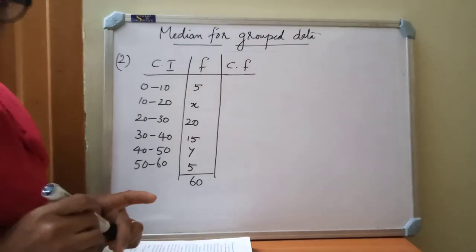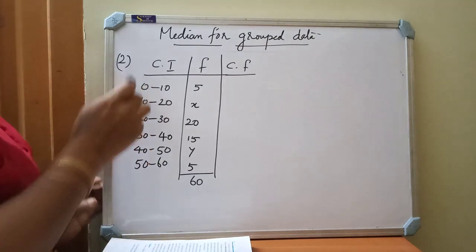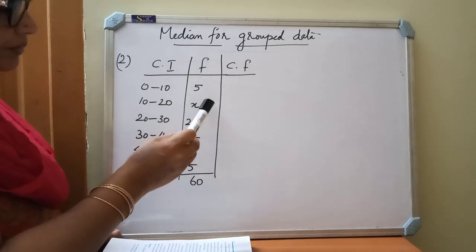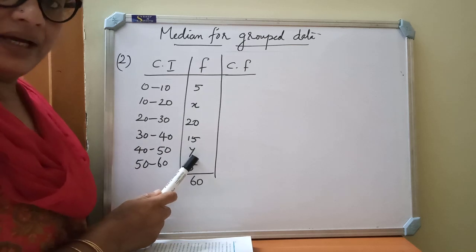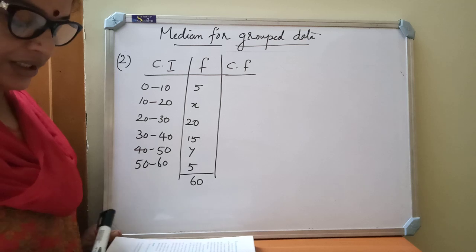Now let us see the second question. In that second question, they are given the class interval and frequencies. In that, two of the frequencies are missing. They are written with variables x and y. They ask you to find out the values of x and y. So let me see the question.